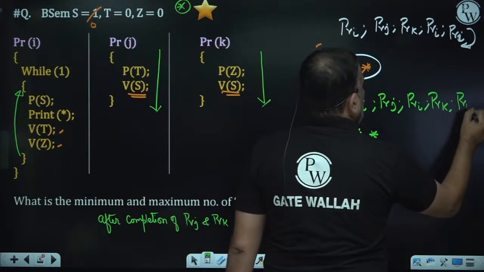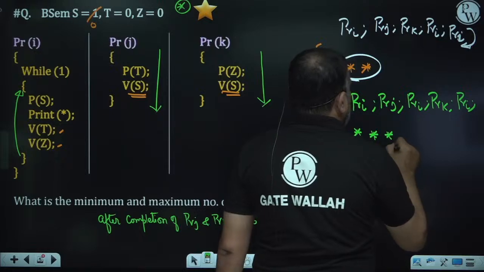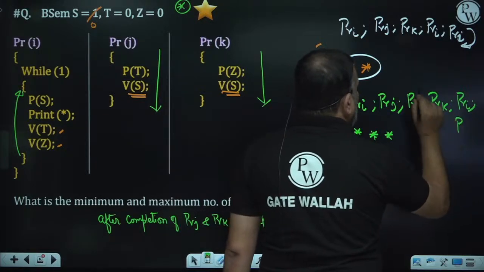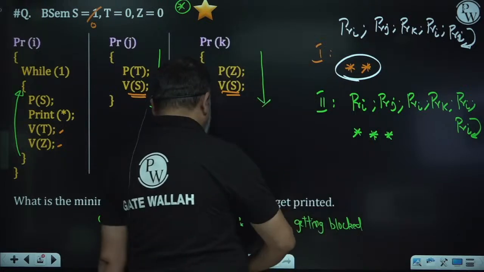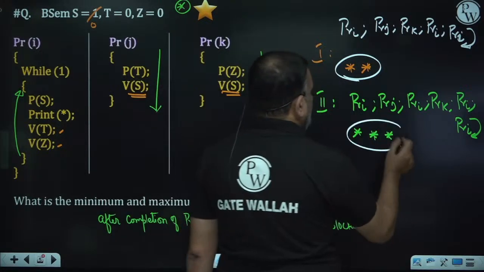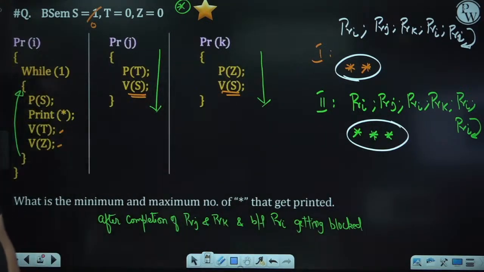Again I come to process I, success होगा, it will print the third star, and then because J and K are over, process I will go back in the iteration and get stuck. So here I got star 3 times.